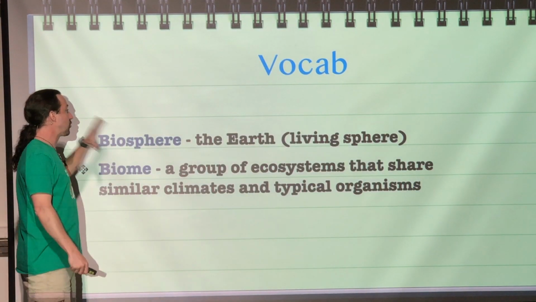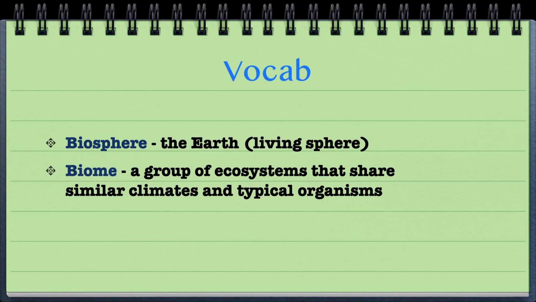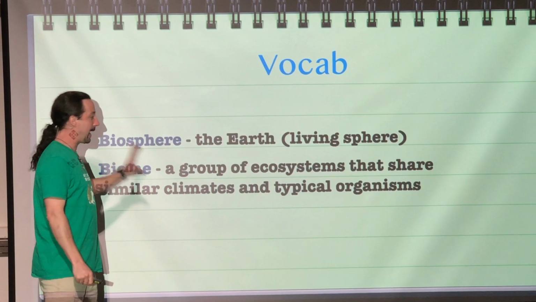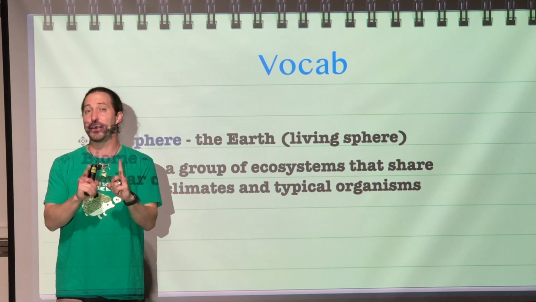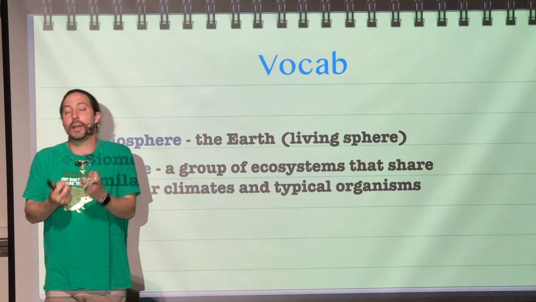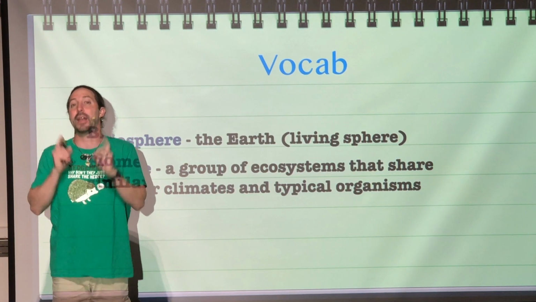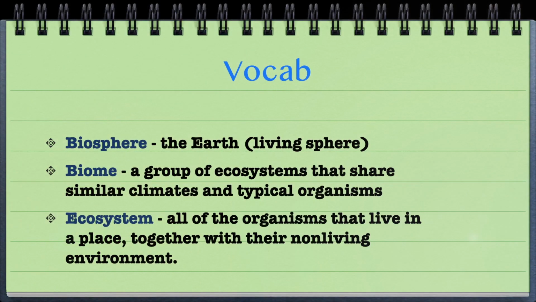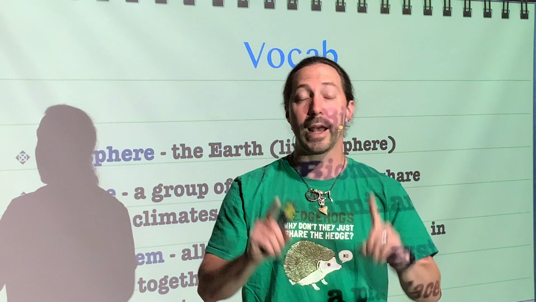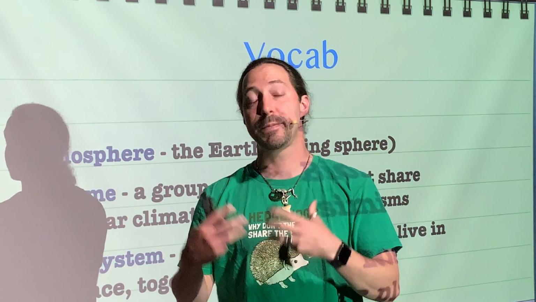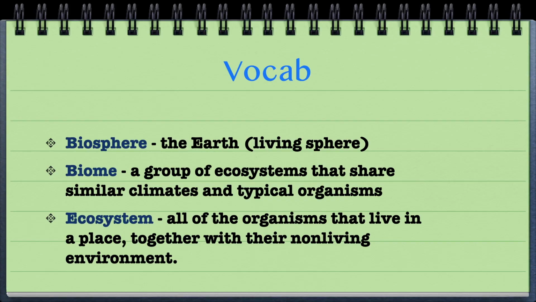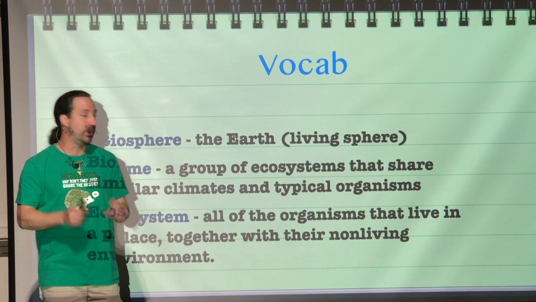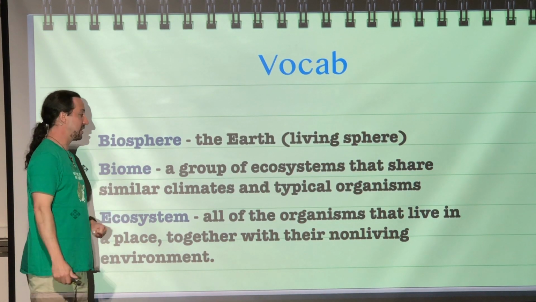Next, a biome. It's a group of ecosystems that all are going to share a similar climate as well as the typical organisms. And specifically, when we look at biomes, they're normally named for the type of dominant plant species that exists within that area. Ecosystems are going to be all the organisms that live in a specific place as well as the abiotic components in that specific area as well. So what is the climate in that specific area? How many nutrients exist within that specific area? That would be in an ecosystem.